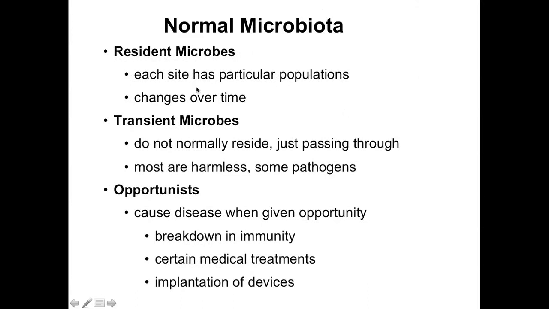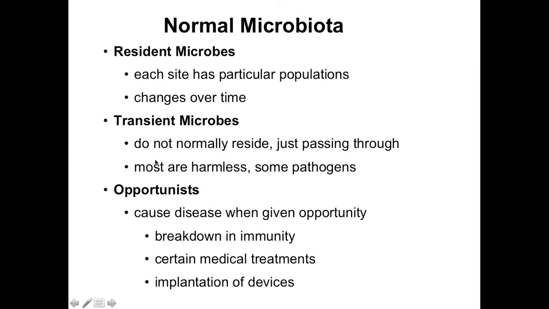So resident microbes: each site has particular populations and it changes over time, and this is even different from person to person. Transient microbes, so these do not normally reside, just passing through. Most are harmless, some are pathogens. So pathogens do fit into this category. So all pathogens are transient microbes, but not all transient microbes are pathogens.